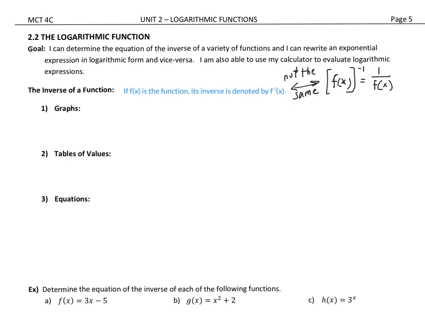All right, so graphs, we're going to just summarize what we know about graphs, about tables of values, and then we're going to talk about the equations and how to get the actual equation for our inverse. And I'm just going to type that up and get that in here.